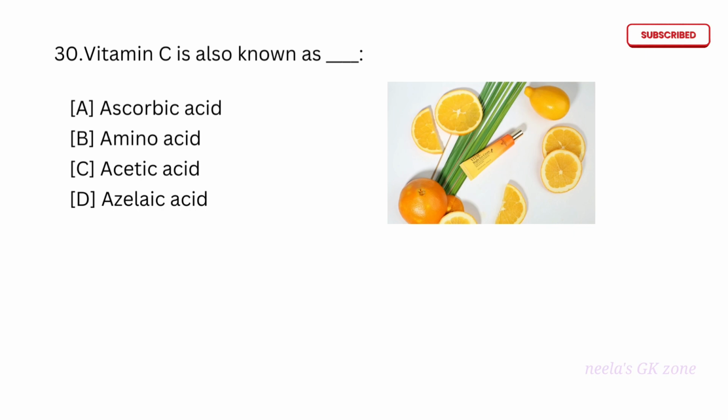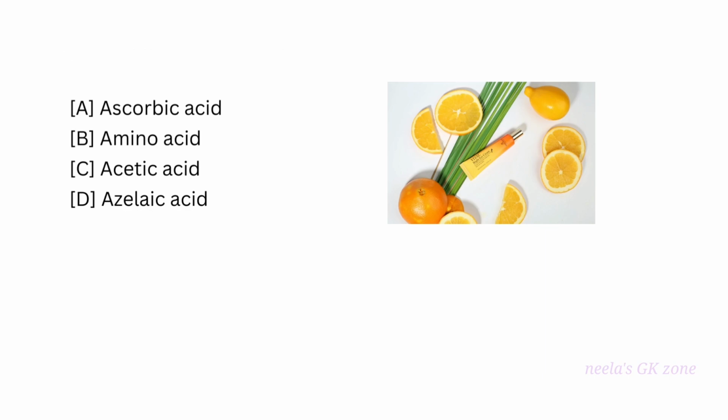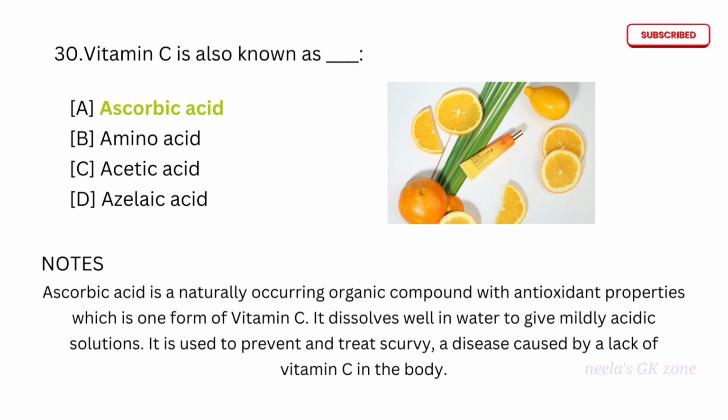And the final question: vitamin C is also known as ascorbic acid, amino acid, acetic acid, azelaic acid. And the answer is ascorbic acid. Ascorbic acid is a naturally occurring organic compound with antioxidant properties, which is one form of vitamin C. It dissolves well in water to give a mildly acidic solution. It is used to prevent and treat scurvy, a disease caused by lack of vitamin C in the body.